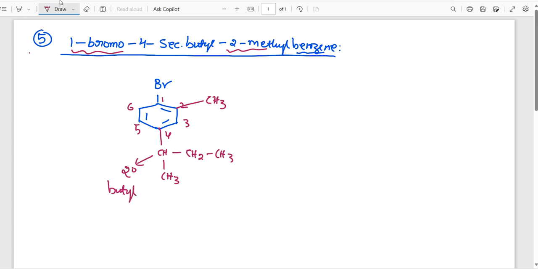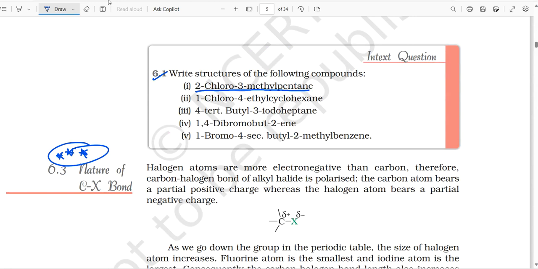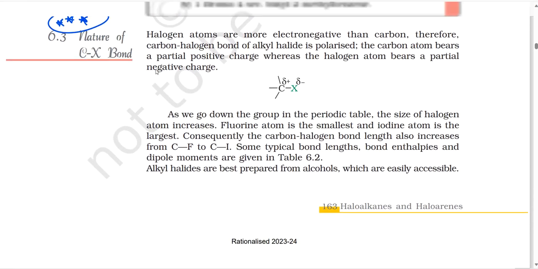So here is the structure of 1-bromo, 4-secondary butyl, 2-methyl benzene. I hope this concept is clear to you. Now let us jump into today's topic, that is the nature of the carbon-X bond.